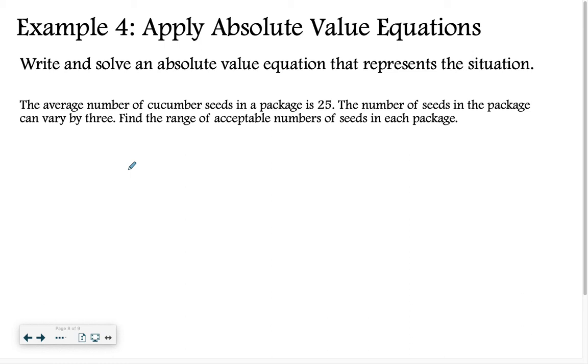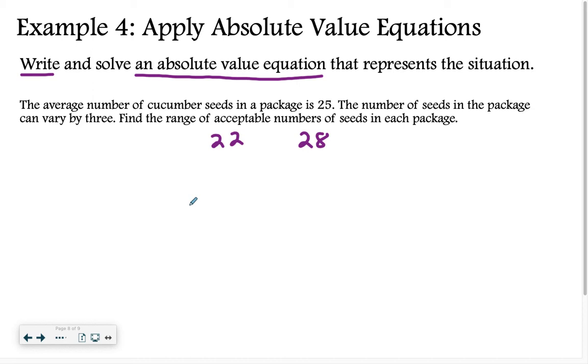So you might read this problem and just say, oh, dude, that's easy. 3 more than 25 is 28. So that's the most, and 3 less would be 22. You're like, boom, done. Except you forgot about this part of the question. Write an absolute value equation. But the good news is if you can figure out that the numbers are 22 and 28, you can work backwards and check your work to make sure that your equation works.